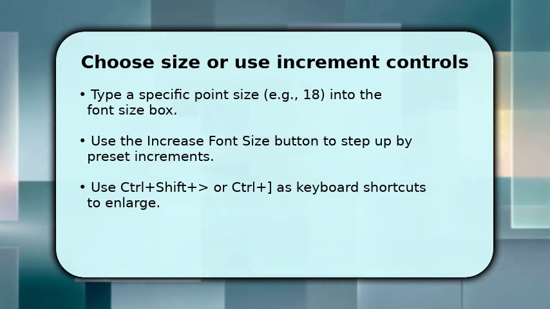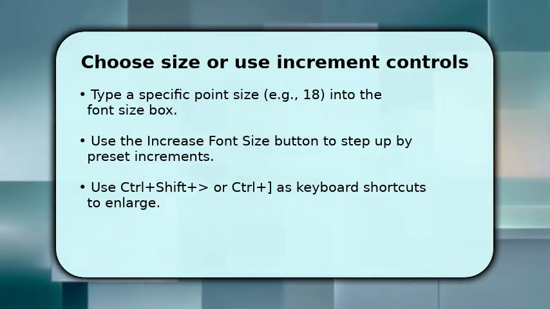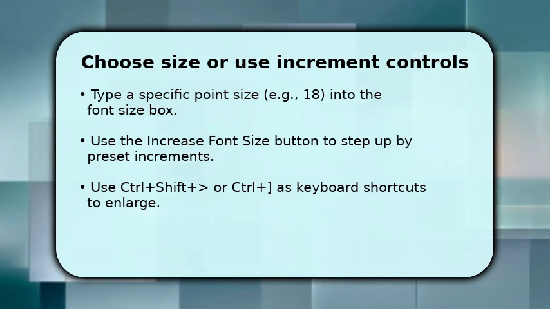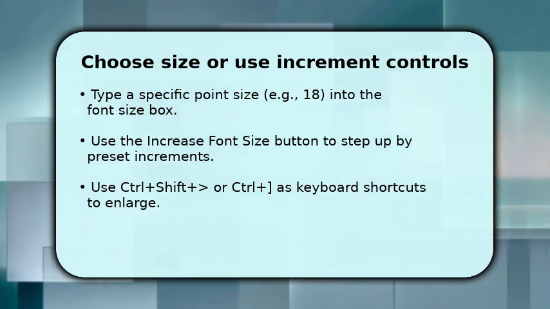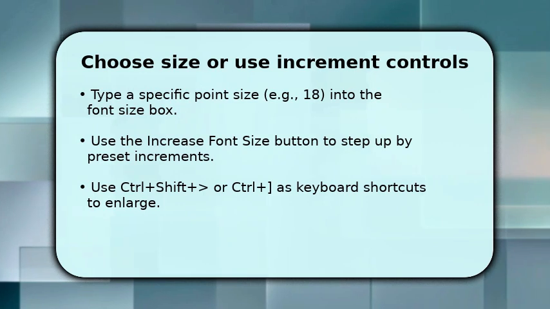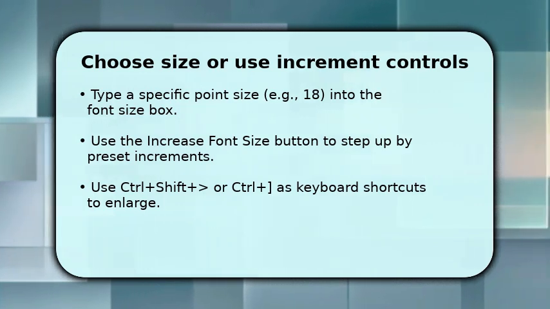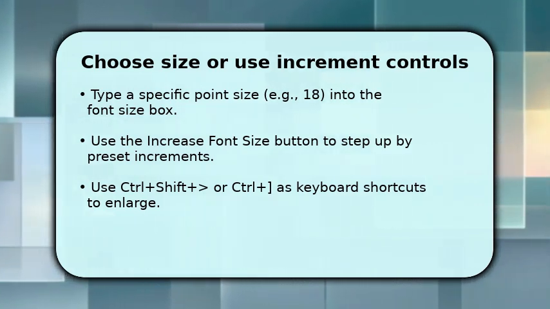Click the font size box and type a number like 18, then press Enter so Word applies that exact point size. Alternatively, use the Increase Font Size button. It steps through common sizes and helps you preview proportions.